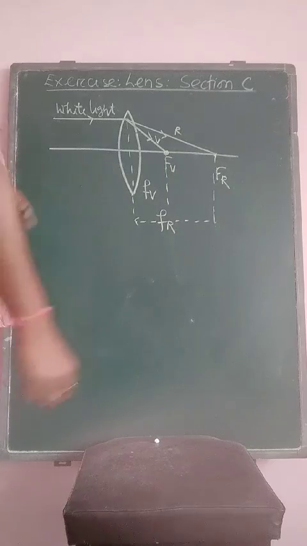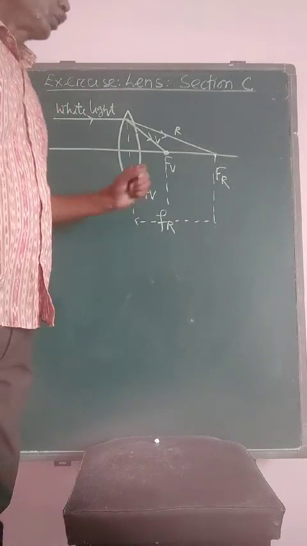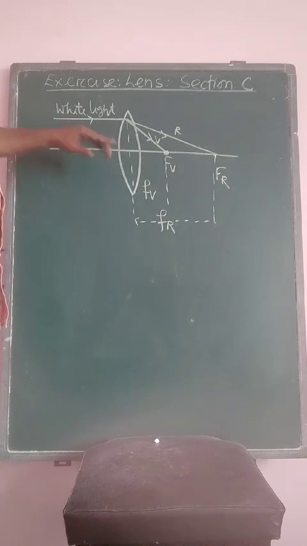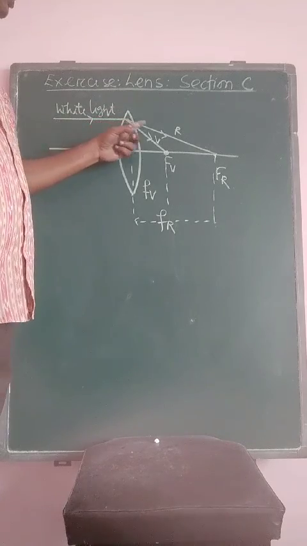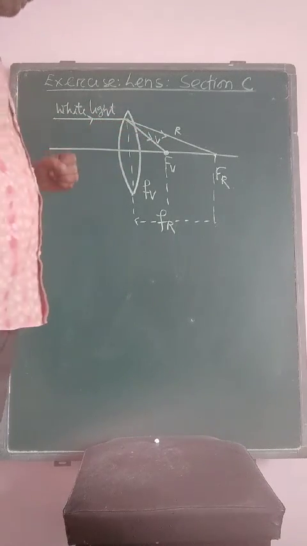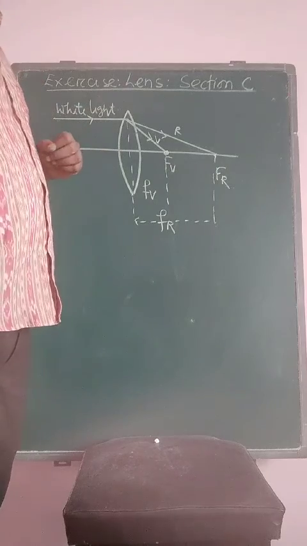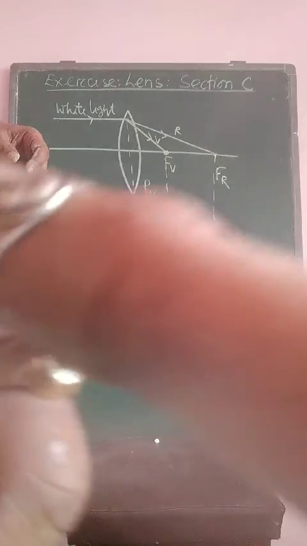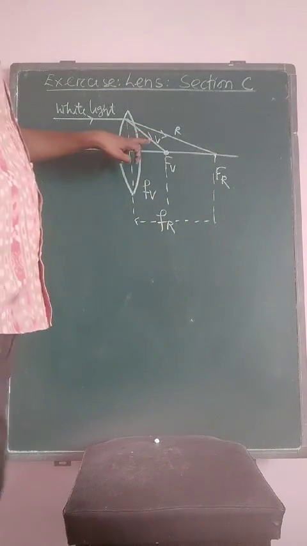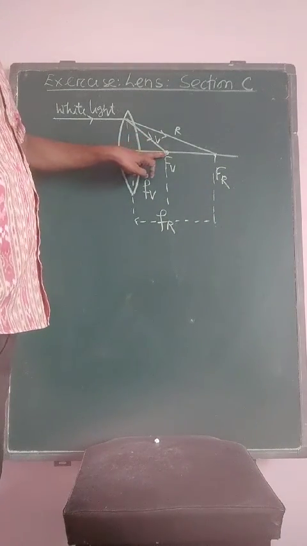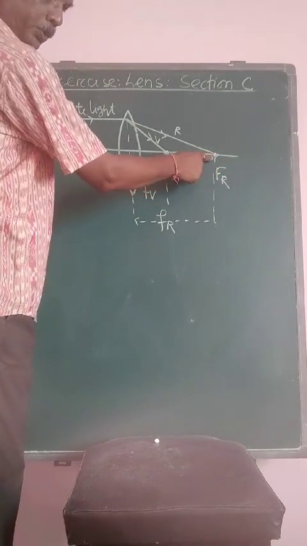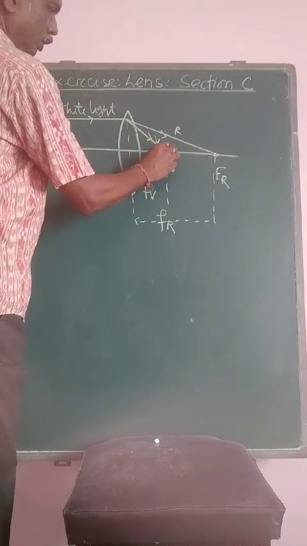Now, how wavelength of light affects focal length of a lens. We have a convex lens and white light is incident. White light will split into 7 colors, and in a prism we have seen that red will be deviated least, and violet will be deviated maximum. So red will converge here. So this is the focus for the red. Violet will converge at this point.